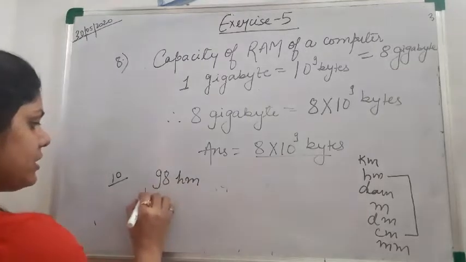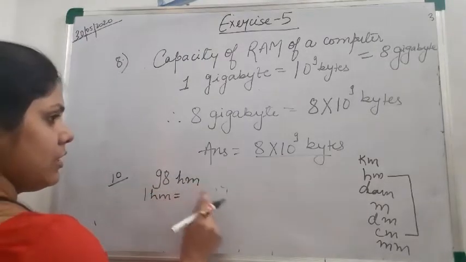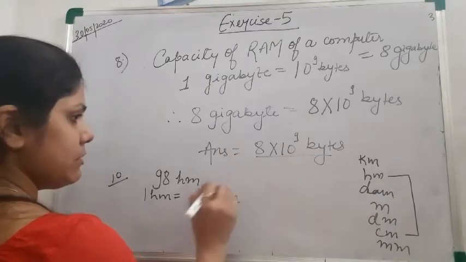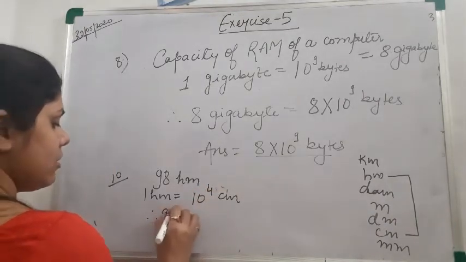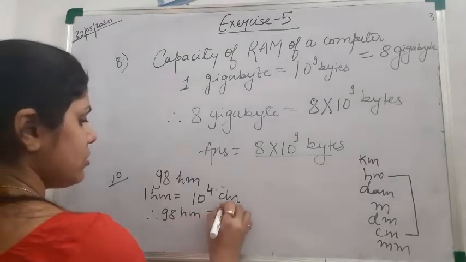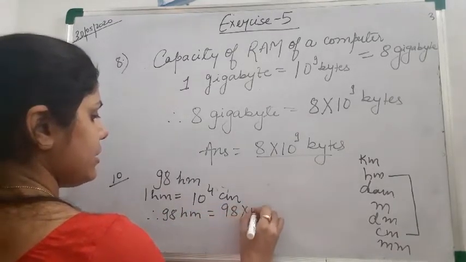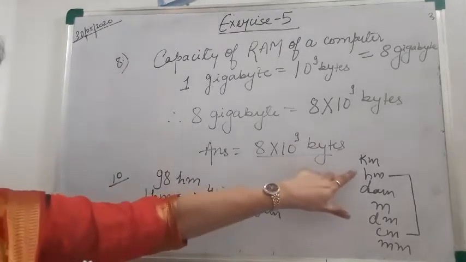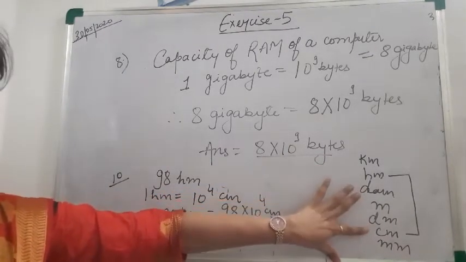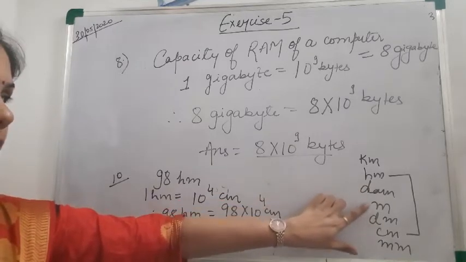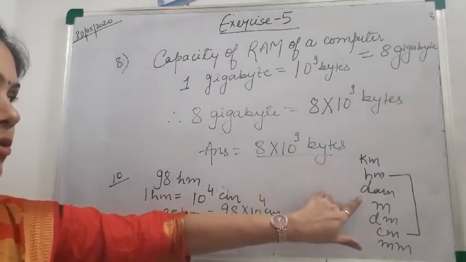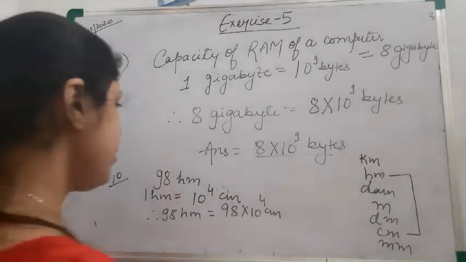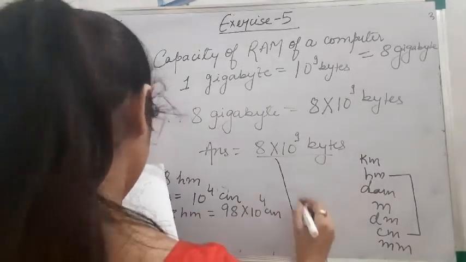98 hectometers. You write here, 1 hectometer is equal to 1, 2, 3, 4, 10 to the power of 4 centimeter. Therefore, 98 hectometer is equal to 98 into 10 to the power of 4 centimeter. Is it clear? Hectometer 1, 2, 3, 4 means 4 zeros will be there. From decameter to centimeter 1, 2, 3. For kilometer 1, 2, 3, 4, 5 zeros will be there. So similarly you can convert the second one also.